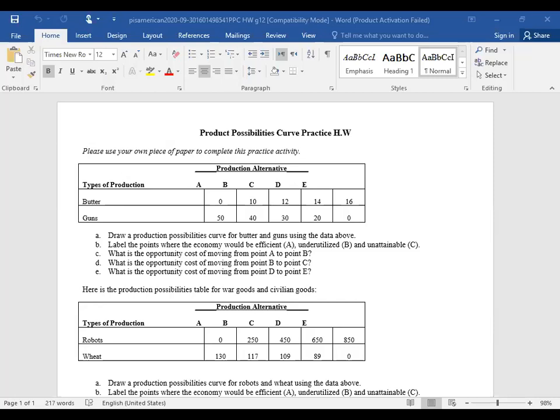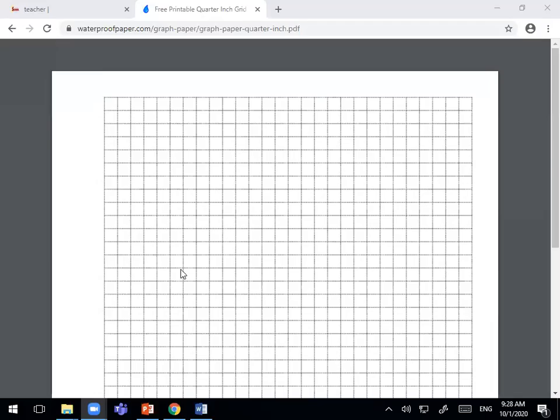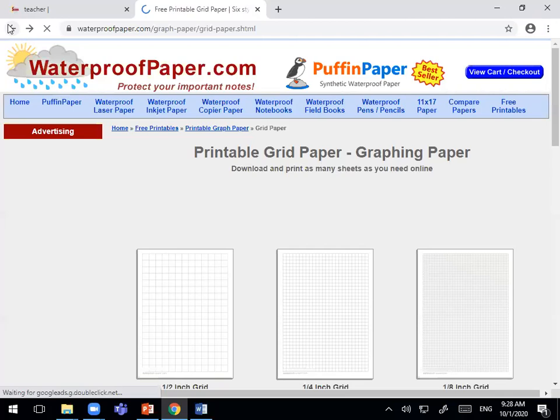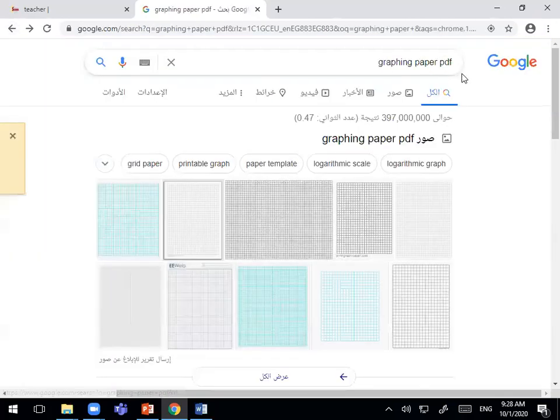Let me show you graphing paper PDF. If you go here and type graphing paper, or free printable graphing paper, you can see it. Let me show you here on the screen. This is exactly what I Googled. If you don't want to go outside and buy some, you could use this. What I did was go on Google and type graphing paper PDF.